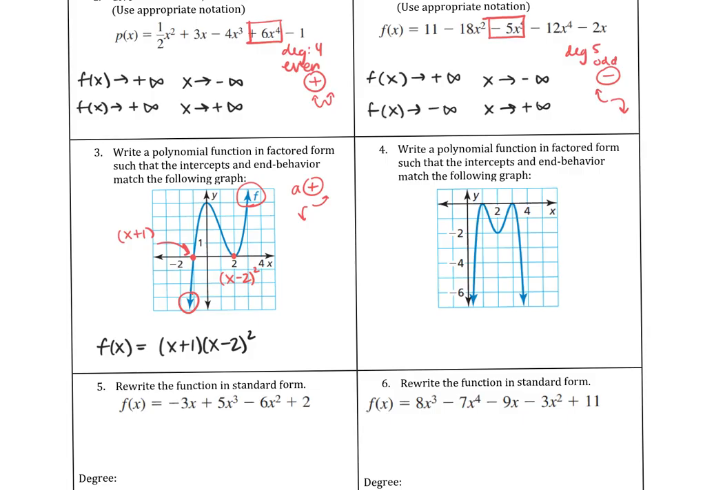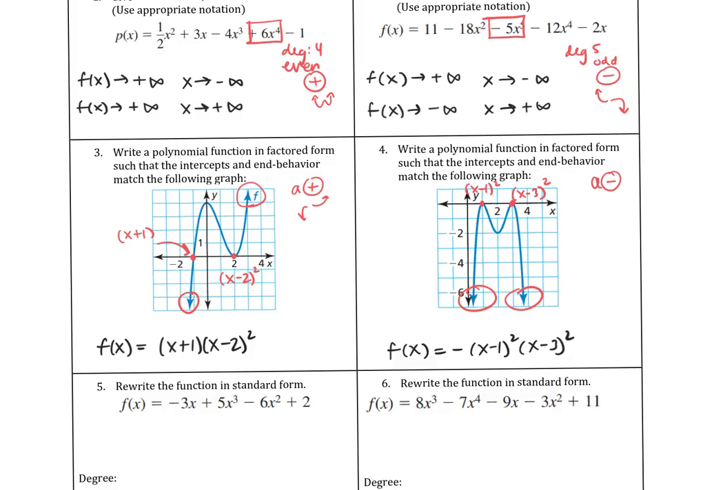Write a polynomial function in factored form such that the intercepts and end behavior match the following. Okay, I can see that I have an intercept right here at 1, so that factor is x minus 1. It's got to be degree 2 since we have a bounce, and x minus 3 since I've got an intercept at 3, degree 2 since we have a bounce. And I noticed that both ends are facing down, so I don't really know what a is, but I know a is negative. So here's an example of what you could write right here. F of x equals negative x minus 1 squared times x minus 3 squared.